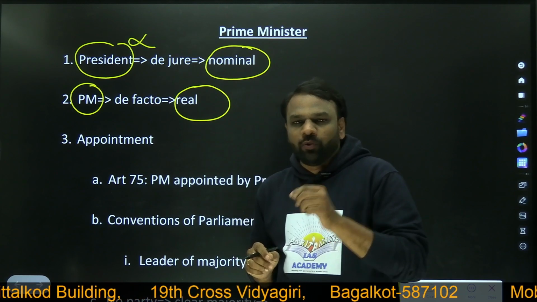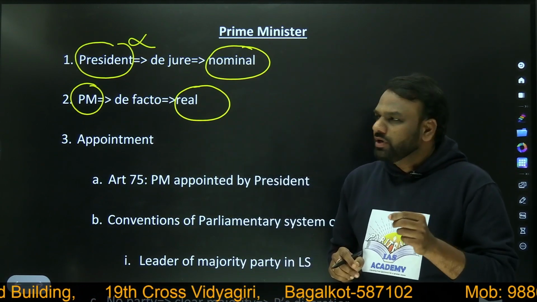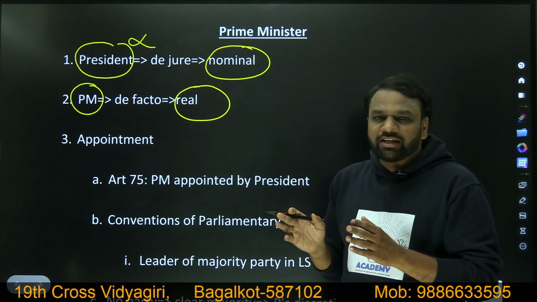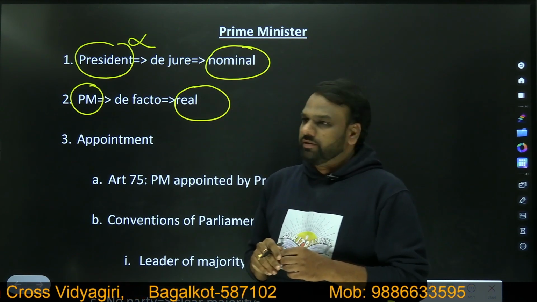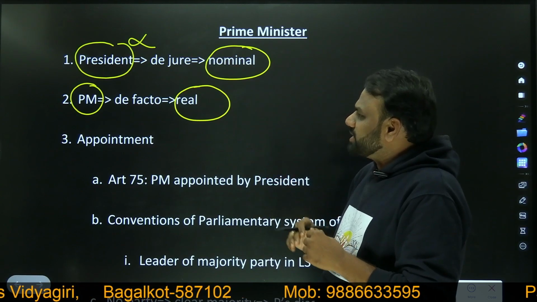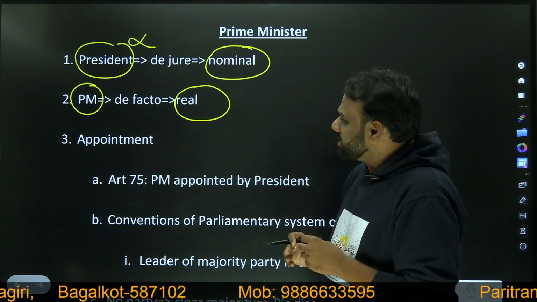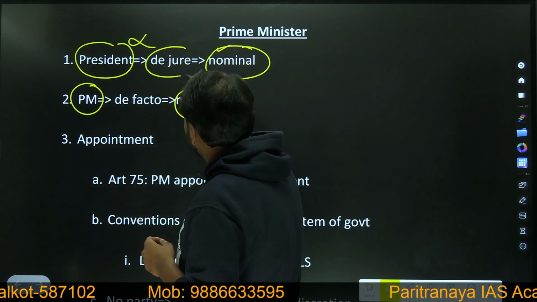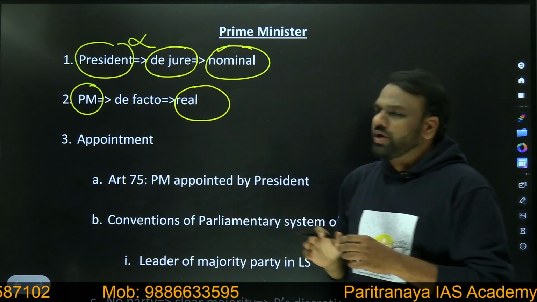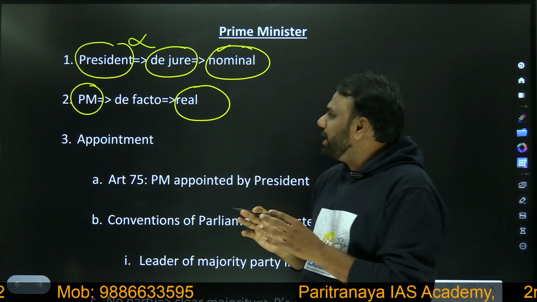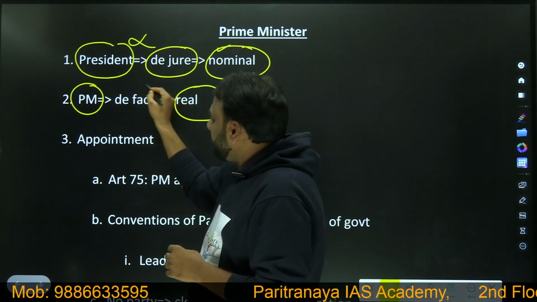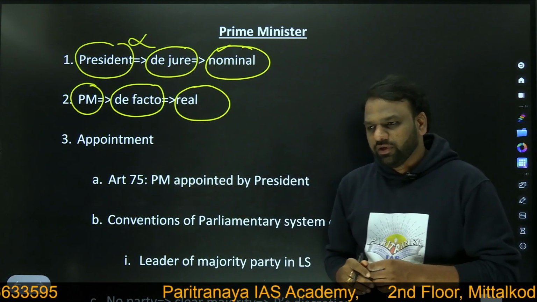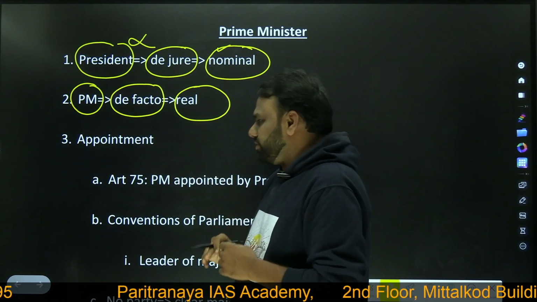So we have already seen what is executive, union executive. So the real head of the executive is Prime Minister and the nominal head of the executive is President. So we use alternative terms as well. In order to refer to nominal, we call it as de jure. So President is de jure, means nominal head of the executive. Prime Minister is de facto, it means real head of the executive. The real power lies with the Prime Minister.